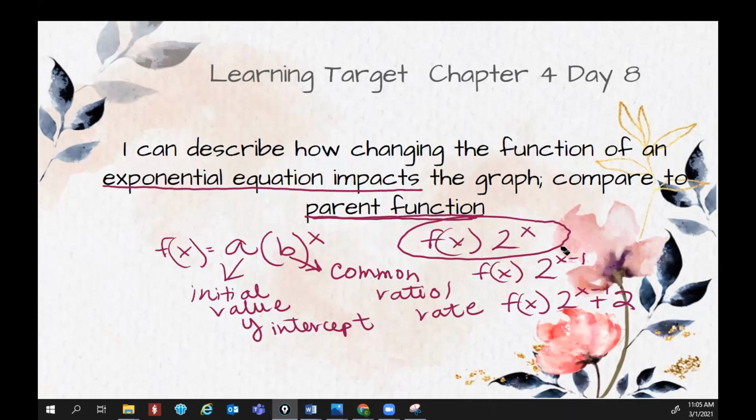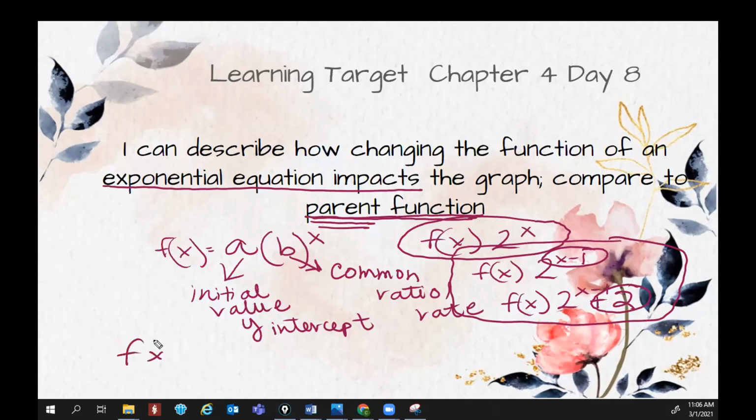Now we have to learn what it means to change the exponent up here and to change the bigger number out here, because that means that something is going to happen to your graph. It's going to transform in some way. And you're always comparing these to what kind of function? Parent function. These are like the baby functions, and this is the parent function.